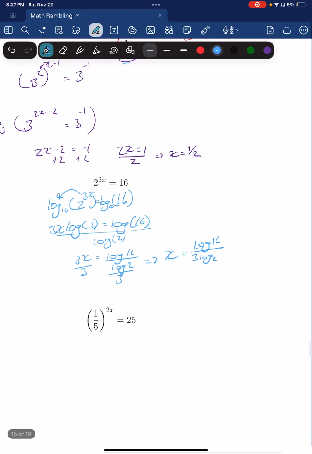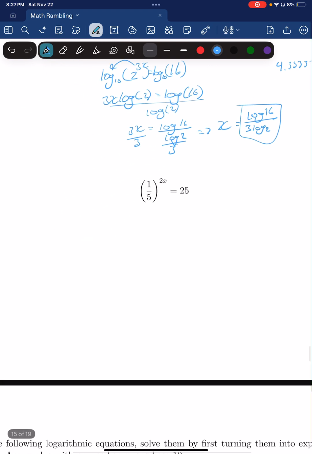Okay. What if you wanted to figure out what this was? Well, you could plug it into your calculator. And if you plugged it into your calculator, you would get 4 thirds. 4 thirds, so 1.333333333, and so on. Awesome.